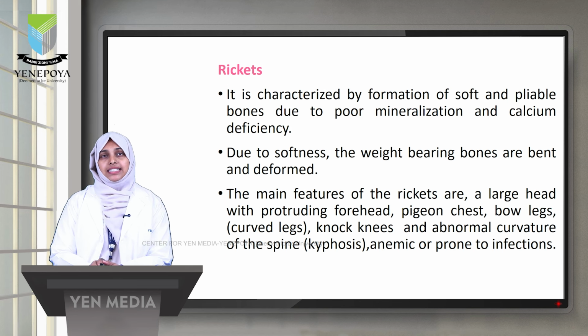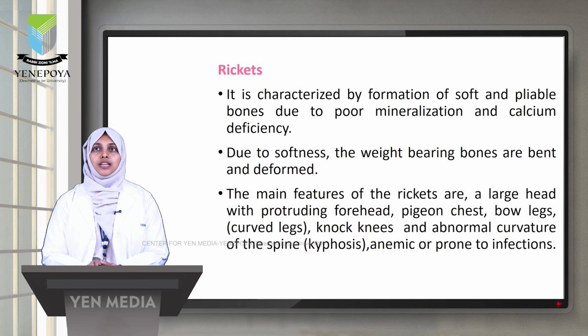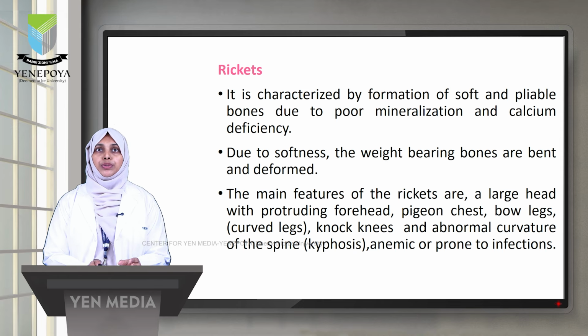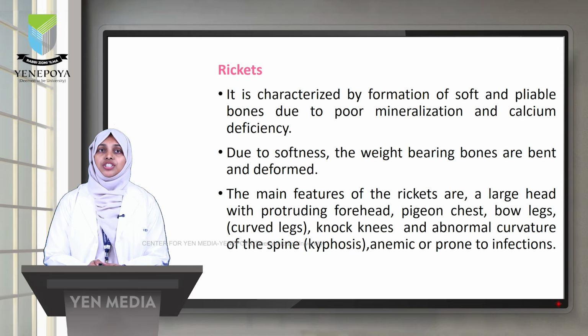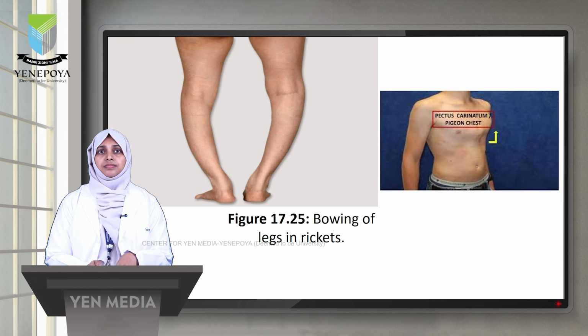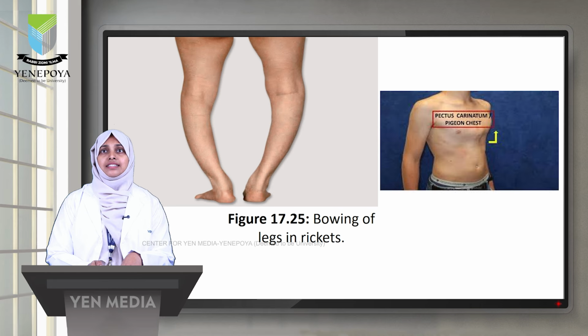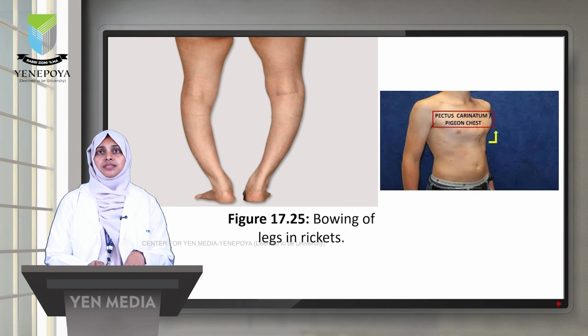Talking about rickets, it is characterized by formation of soft and pliable bones due to poor mineralization and calcium deficiency. Due to softness, the weight-bearing bones are bent and deformed. The main features of rickets are a large head with protruding forehead, pigeon chest, bow legs, knock knees and abnormal curvature of the spine, and the child seems to be anemic and is very prone to infections. This is the bowing of legs in rickets, and that is the pigeon chest.